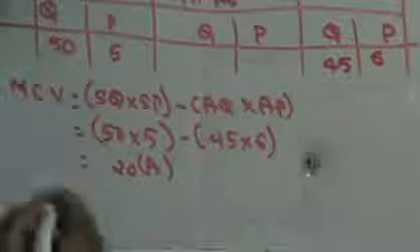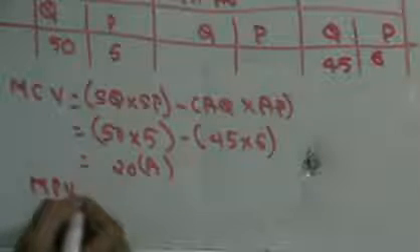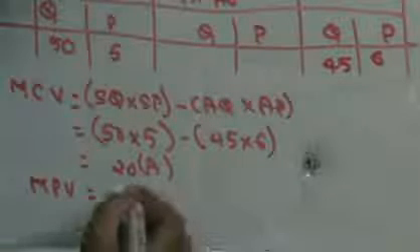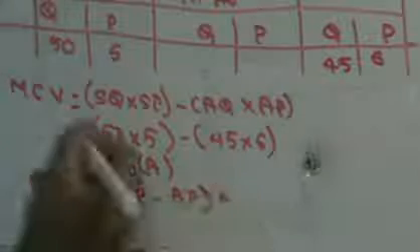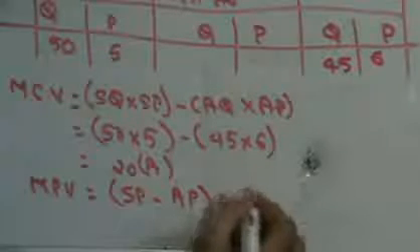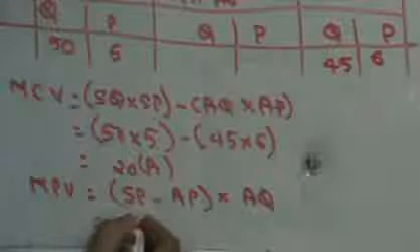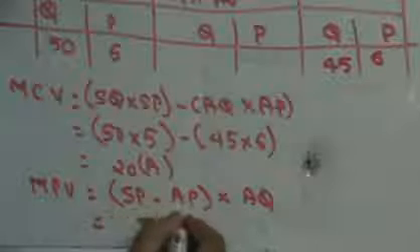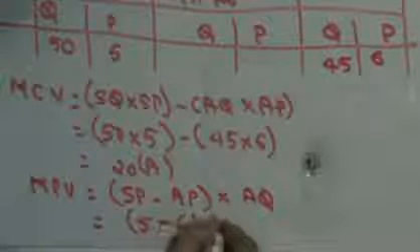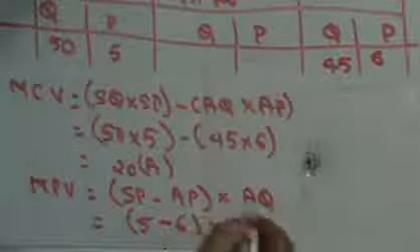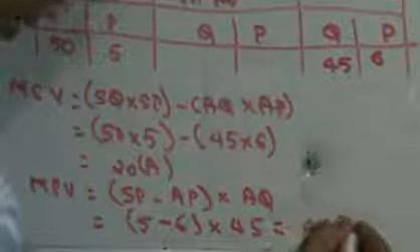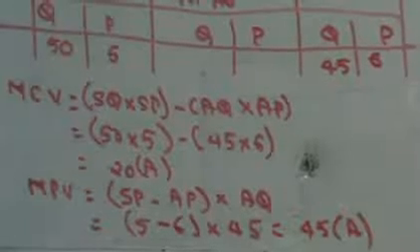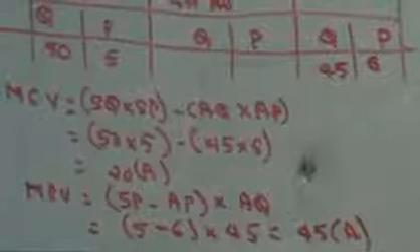The next thing they've asked you is MPV, material price variance. Material price variance is standard price minus actual price into actual quantity. So in that case, standard price is 5 minus actual price 6 into actual quantity 45. When you solve this, you will get 45 negative. So you write this as 45 adverse. Fine, do we get this? Next, let's move on to the next sum, guys. Let's see the third sum.